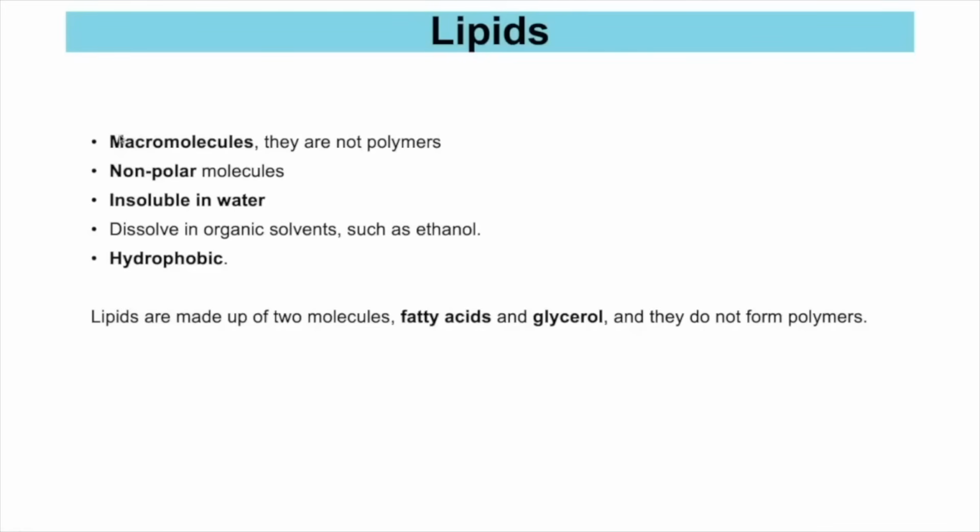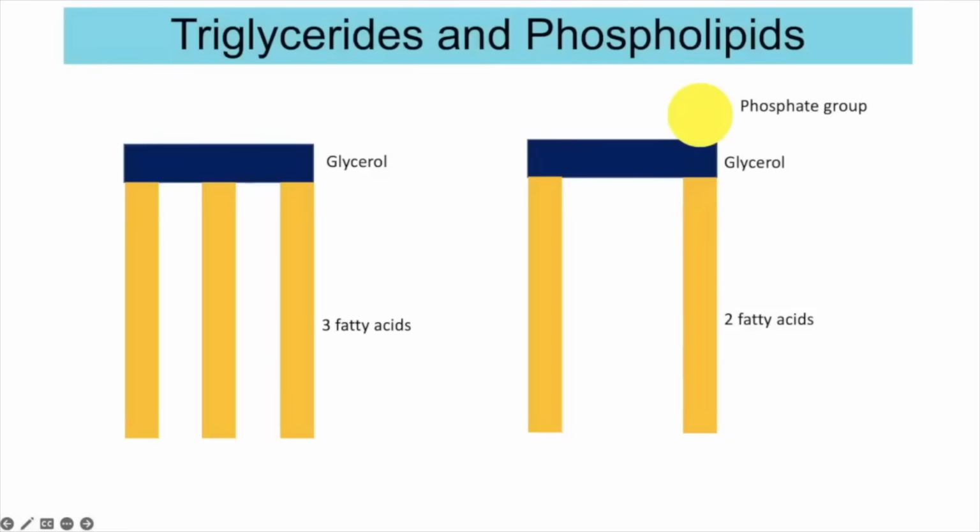So these are macromolecules, but they're not polymers. They're non-polar molecules, so they don't have a charge. For that reason, they're insoluble in water, but they do dissolve in organic solvents such as ethanol. And they are hydrophobic, meaning they are repelled by water. Lipids are made up of two molecules, fatty acids and glycerol, and they do not form polymers. The two key lipids that you need to know about are the triglycerides, shown here on the left, and phospholipids, shown on the right. They are very similar in structure.